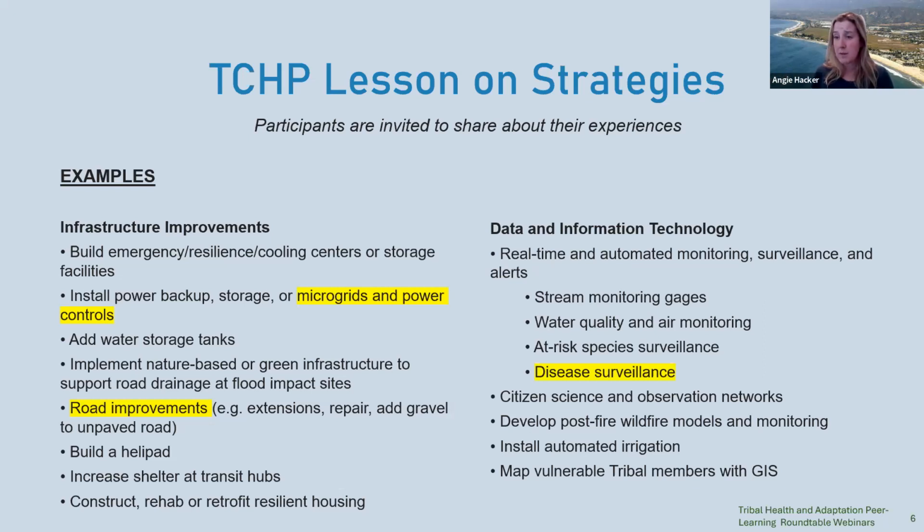But some other examples, you might have a citizen science or observation network that's web-based. You might develop post-wildfire models and monitoring, installing an automated irrigation system, maybe to keep your agricultural crops alive, or just to manage water efficiency and drought better. I've also seen tribes work on mapping their vulnerable tribal members using GIS. So how can GIS be supportive so that when you do have a heat event or some other kind of climate event, you know where your vulnerable populations are and can deploy resources quickly?